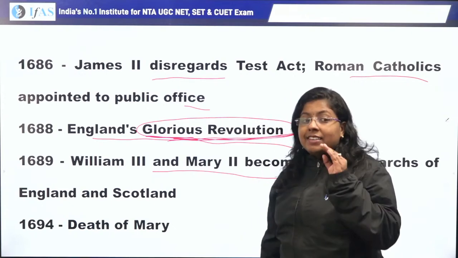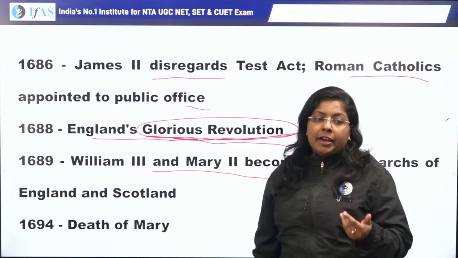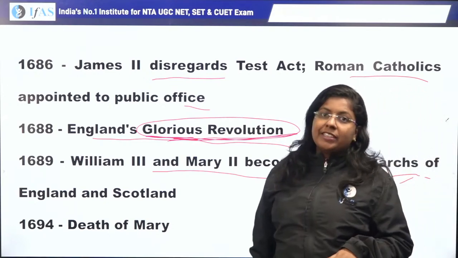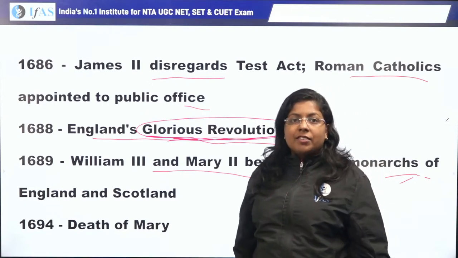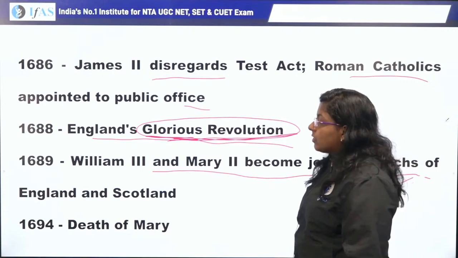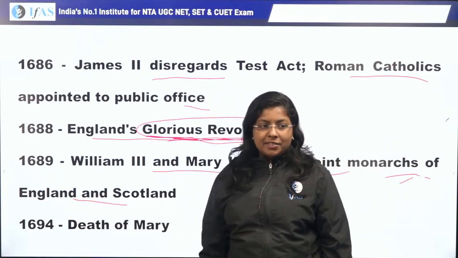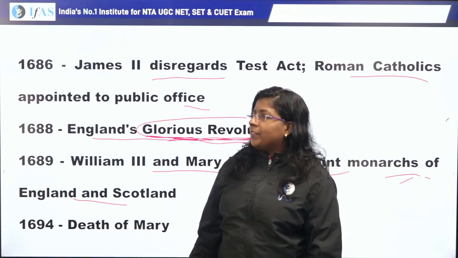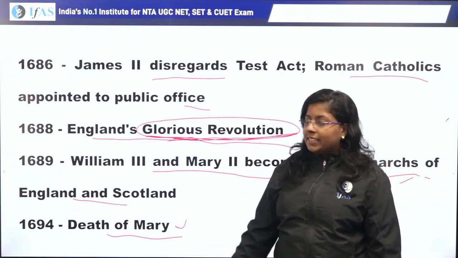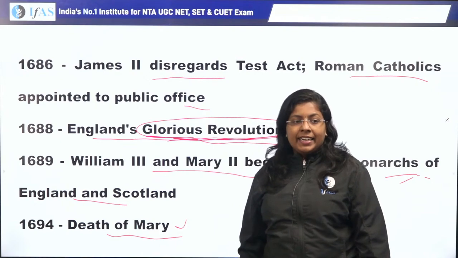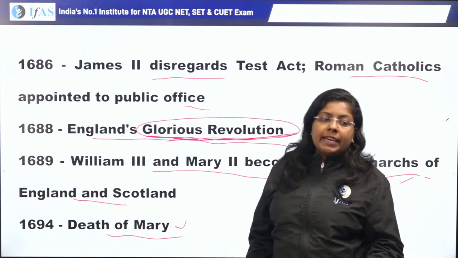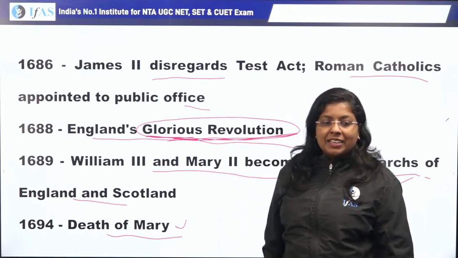So in 1689, the next king, William III, and his queen Mary II became joint monarchs of England and Scotland. They were the rulers of Scotland, and after the Glorious Revolution, William III became the monarch of England also. In 1694, the unfortunate year, Mary II died. In 1689 she became the queen of both England and Scotland. Got the idea, guys?